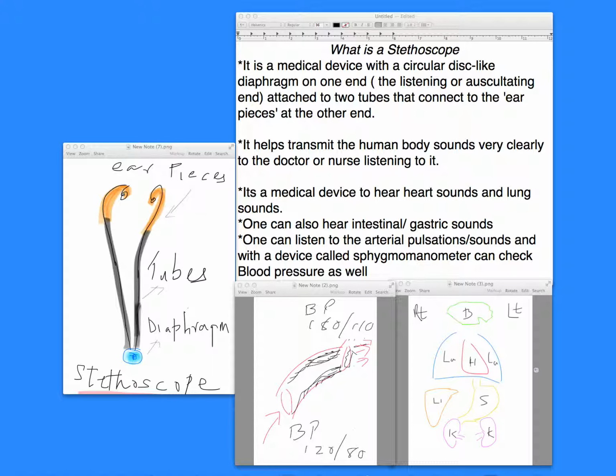Hope you found this interesting and answered some of your questions about what a stethoscope is and what its uses are. And next time when you take a visit to the doctor's office, try to look at this schematic diagram and appreciate the stethoscope. Perhaps the doctor can even let you hold the stethoscope and listen to your own heart sounds. It'll be interesting. It'll be very fascinating for you.